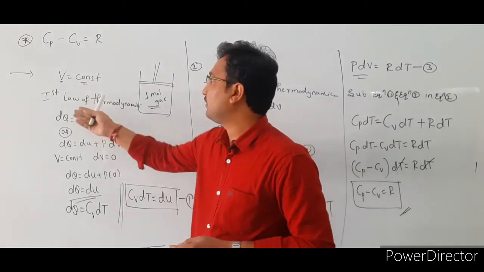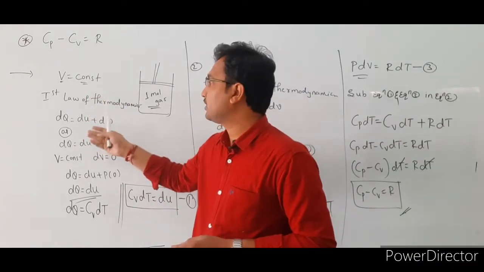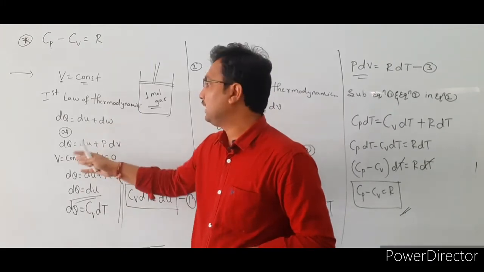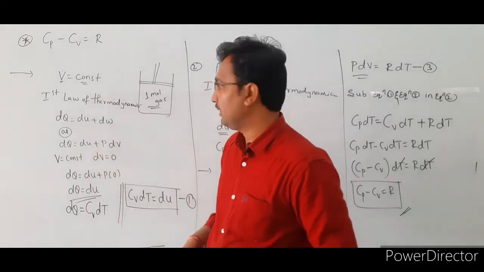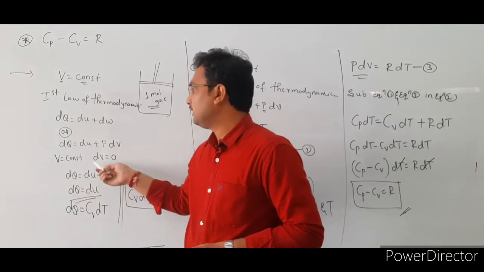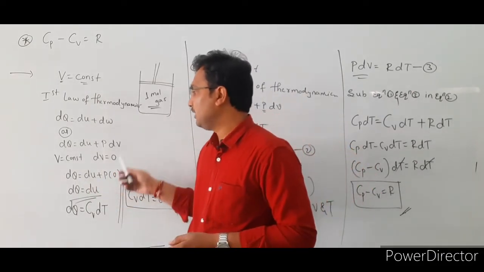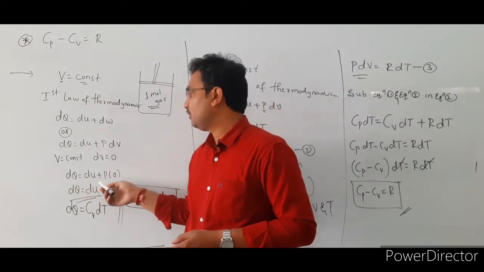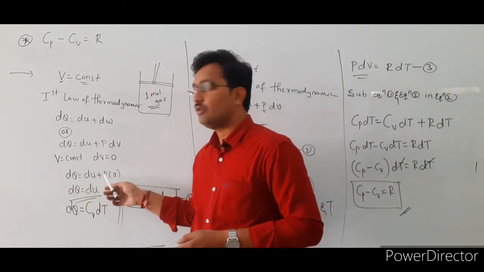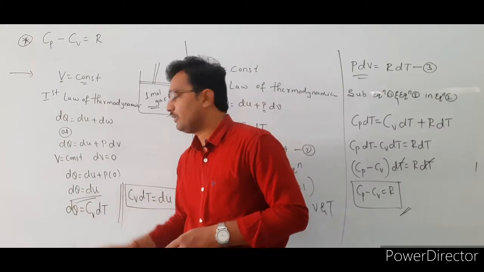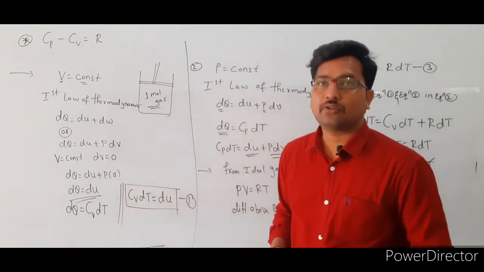So after that, from the first law of thermodynamics, dq is equal to dU plus dw, or dq is equal to dU plus p into dV. If the volume is constant, the differentiation of any constant term is 0. Then dq is equal to dU plus p into 0. P into 0 is nothing but 0. So then dq is equal to dU.